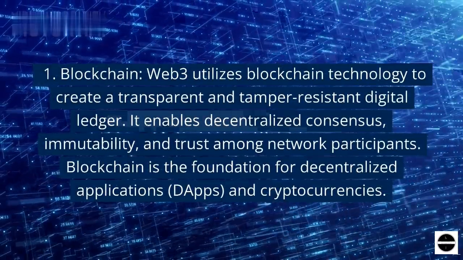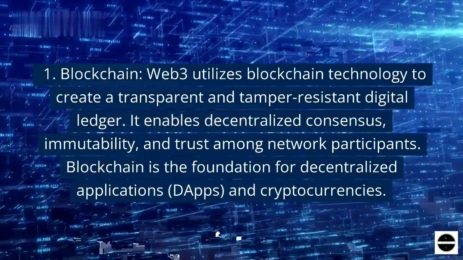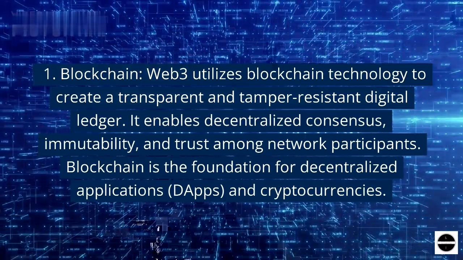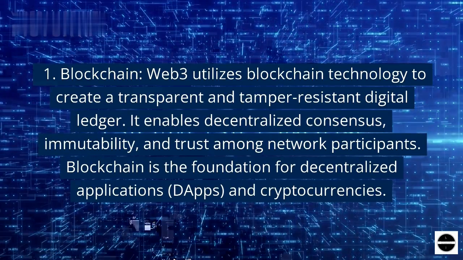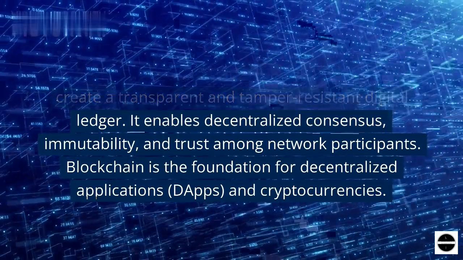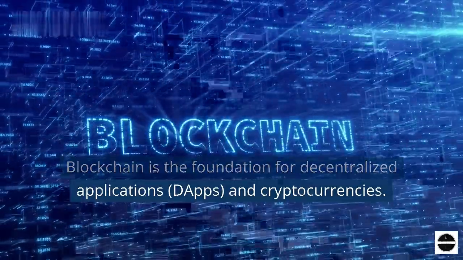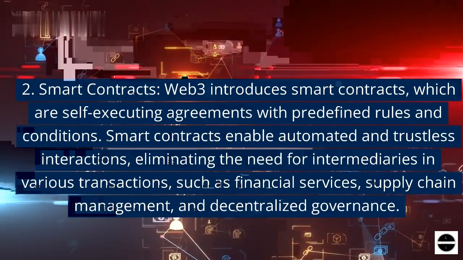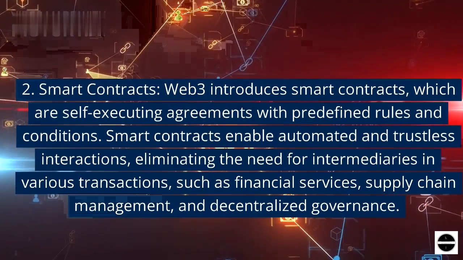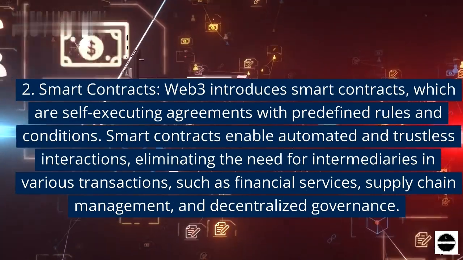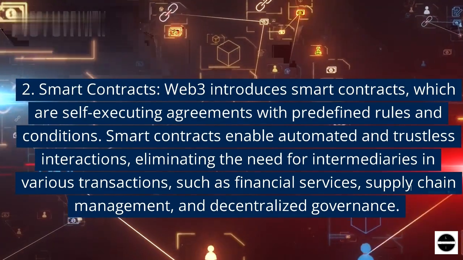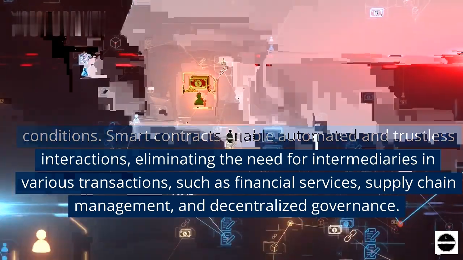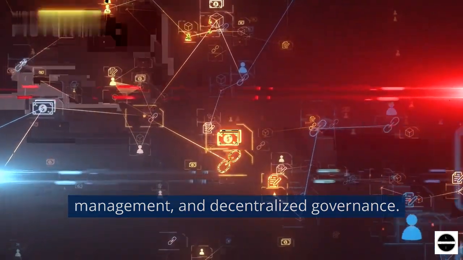1. Blockchain. Web3 utilizes blockchain technology to create a transparent and tamper-resistant digital ledger. It enables decentralized consensus, immutability, and trust among network participants. Blockchain is the foundation for decentralized applications, DApps, and cryptocurrencies. 2. Smart contracts. Web3 introduces smart contracts, which are self-executing agreements with predefined rules and conditions. Smart contracts enable automated and trustless interactions, eliminating the need for intermediaries in various transactions, such as financial services, supply chain management, and decentralized governance.